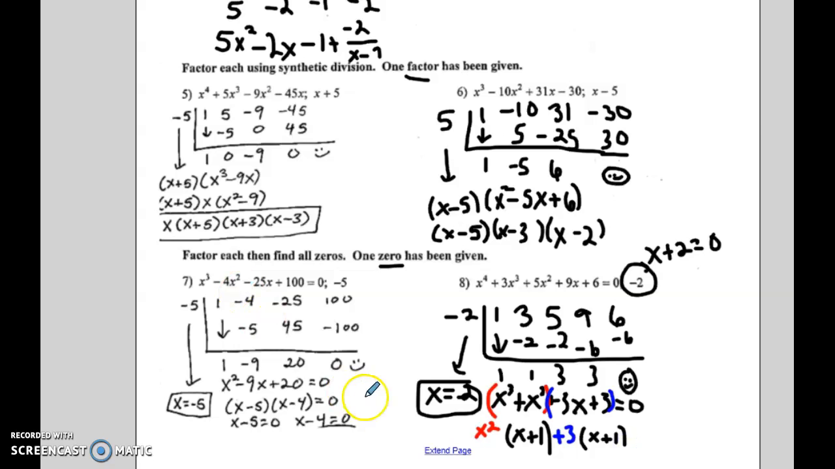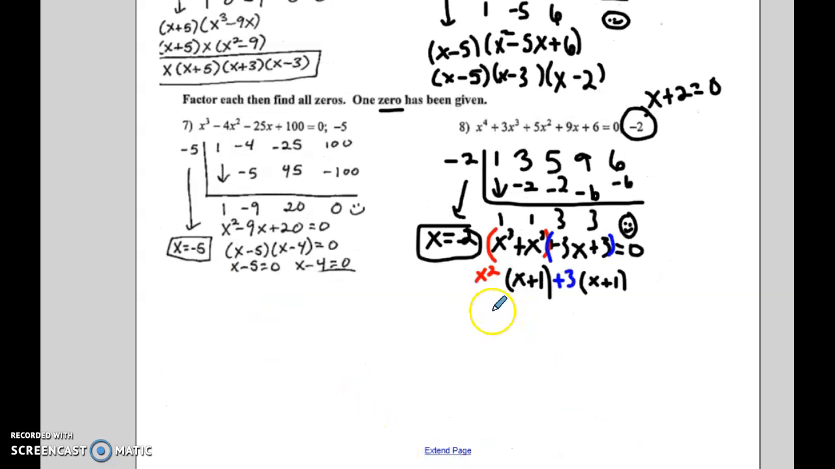Because now you can see that those groups match. So I can undistribute an x plus 1. Oops, I forgot my 1. And then I'm left with x squared plus 3. And all that's equal to 0, so now I can go ahead and set those two factors equal to 0. So if I set x plus 1 equal to 0, that's going to give me negative 1, right?